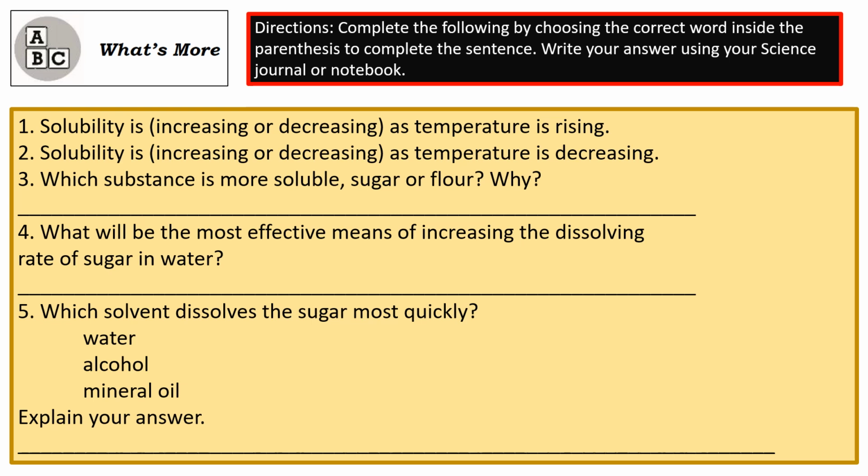Number 3, which substance is more soluble, sugar or flour? Why? Number 4, what will be the most effective means of increasing the dissolving rate of sugar in water? Number 5, which solvent dissolves the sugar most quickly? Water, alcohol, or mineral oil? Explain your answer.